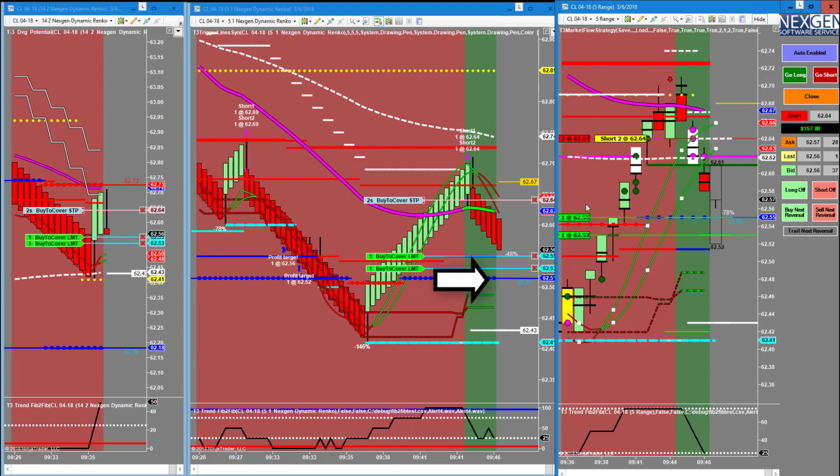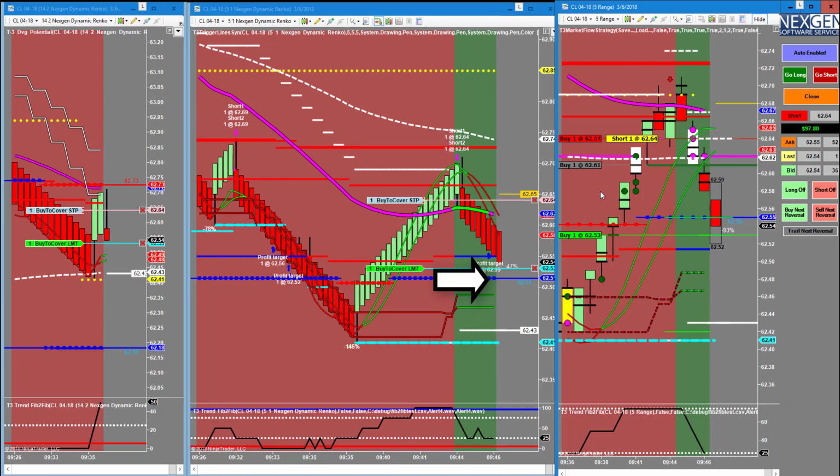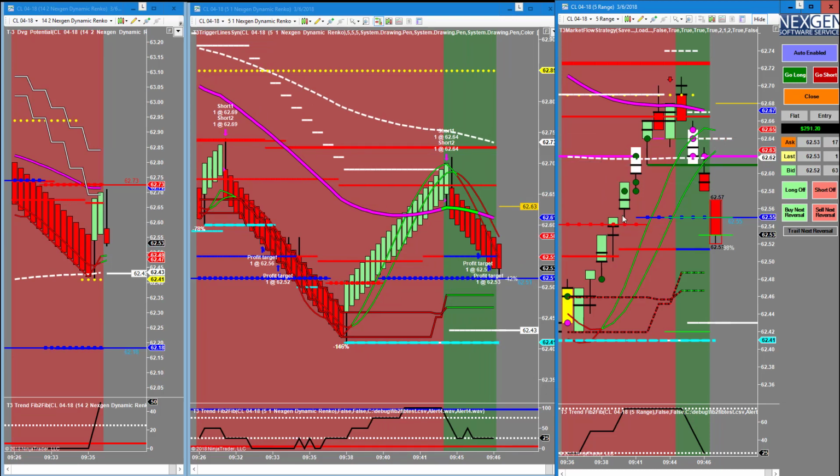So what we would anticipate is that we're going to go down to about 52. Order 50, filled. We'd probably end up with a trend trade long, which we're not going to take because of the look on the large chart.